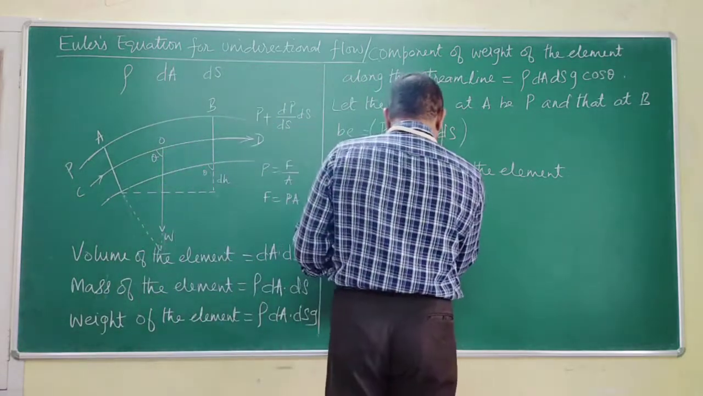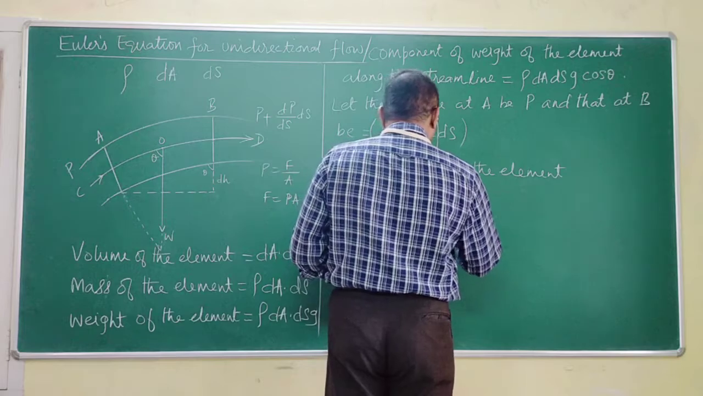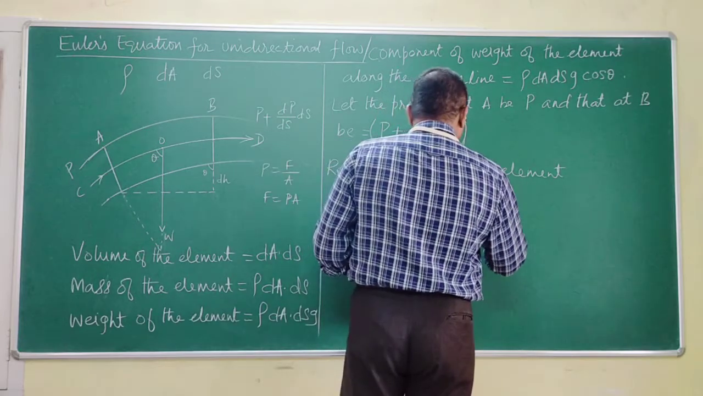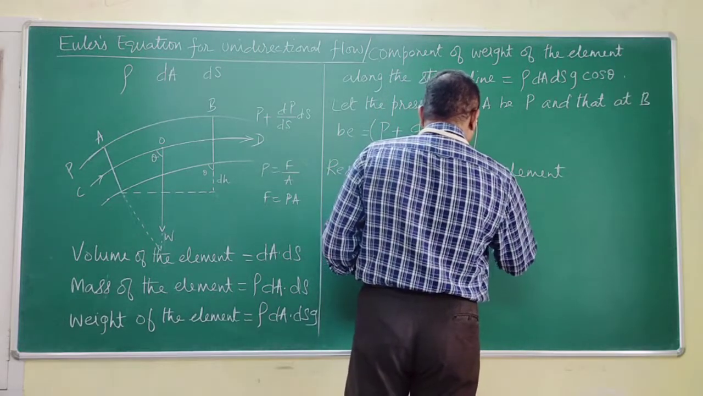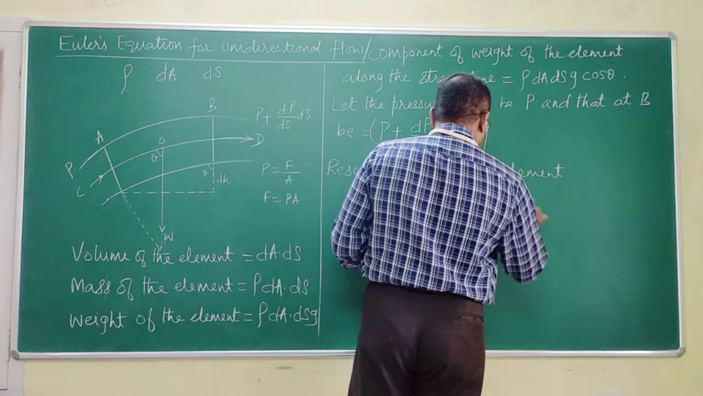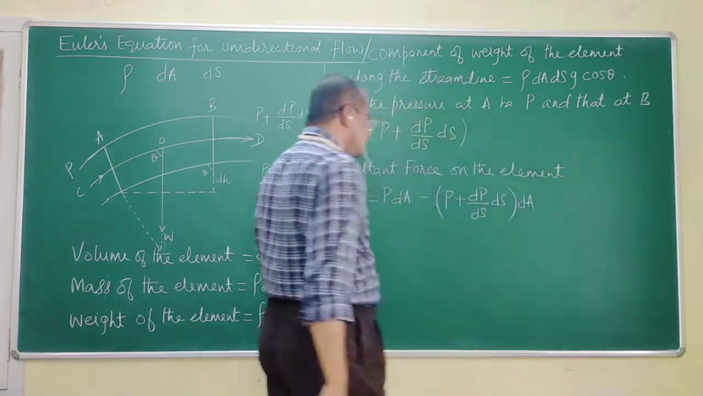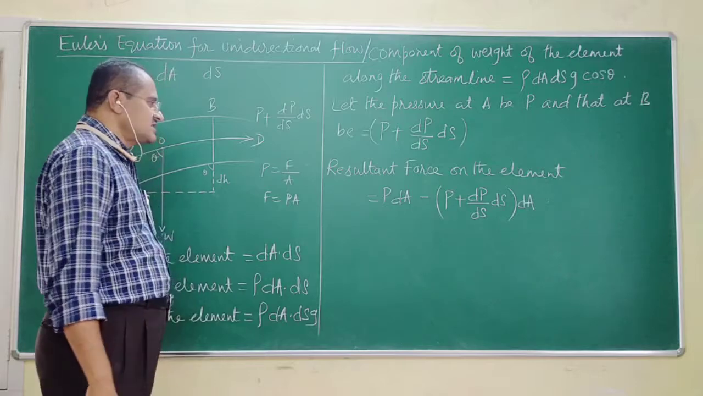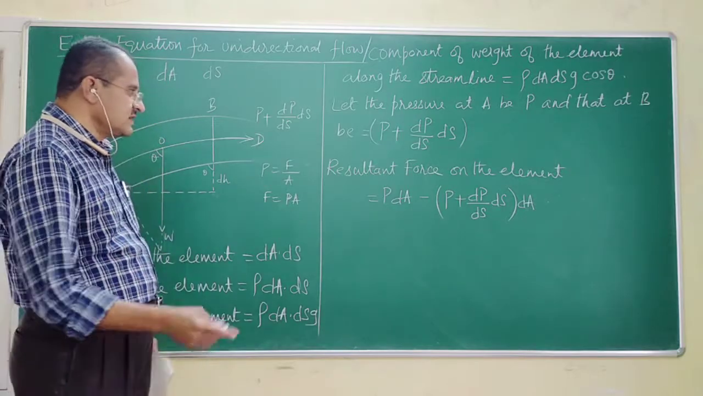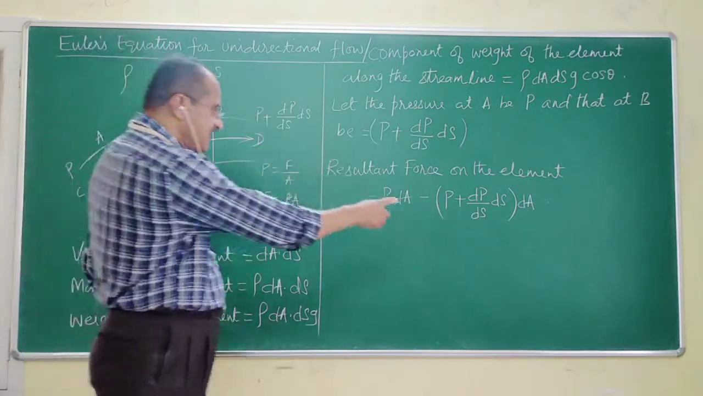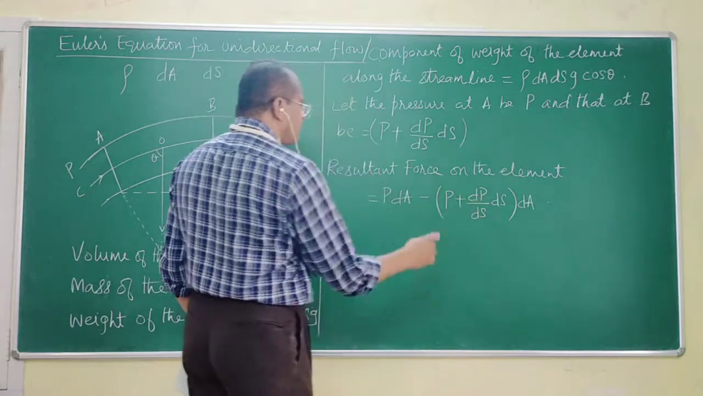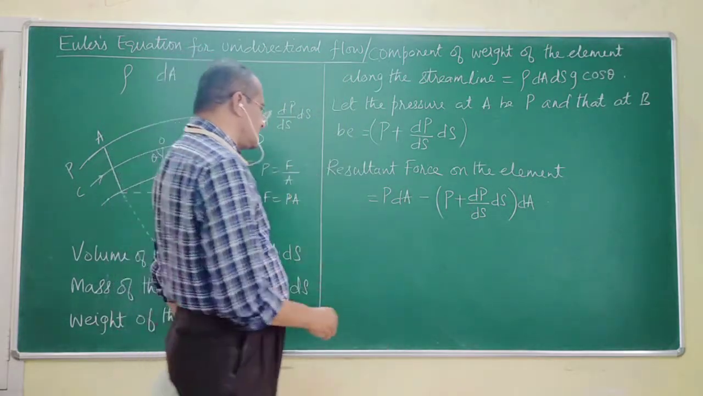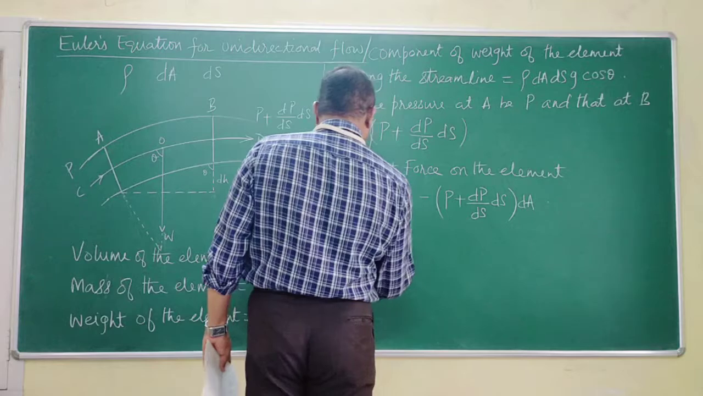Similarly, at B, minus, bracket open, P plus dP by ds into ds, into dA. That will be the pressure resultant force at B. So this will be force at B. This is at A. Subtract one from the other, you are going to get the resultant. We'll try to subtract that.